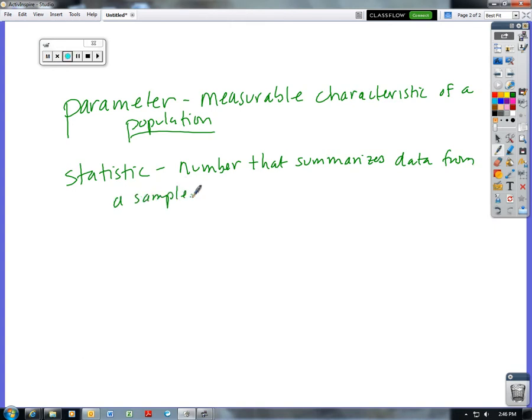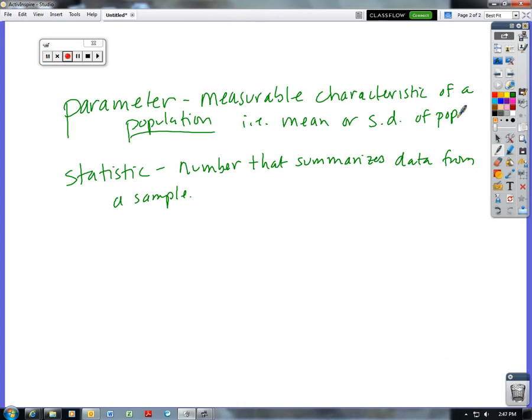And examples of both of these would be the mean, or the standard deviation, which I'm going to abbreviate as SD. The mean or standard deviation of the population would be the parameter, and then the statistic would be the mean or the standard deviation from the sample.